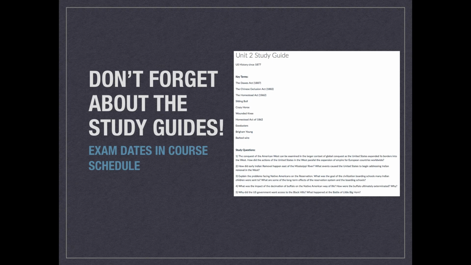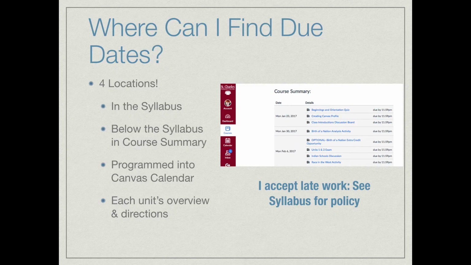Included in the modules, I give you a study guide for every single unit. So this class doesn't go chapter by chapter through the textbook. We travel through the class thematically rather than chronologically. So I've organized them around topics that make sense within history. So use the study guides to help you prepare for the exams. For the most part, we'll have an exam every other week, but sometimes we have exams on a weekly basis. That's why it's really important to pay attention to the announcements and the unit overview and directions for those dates.